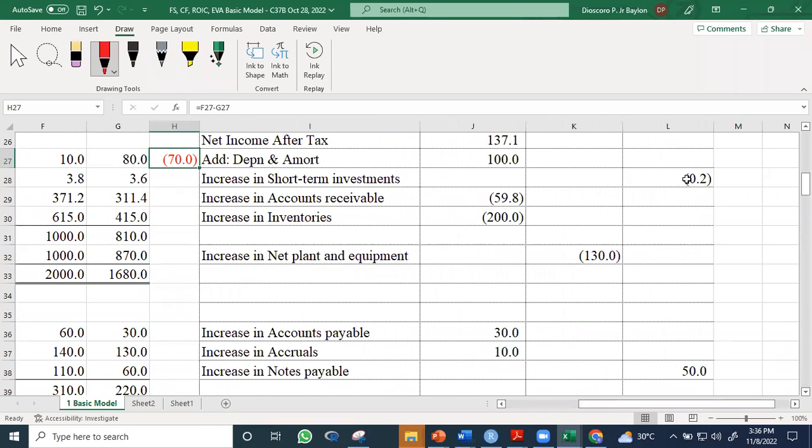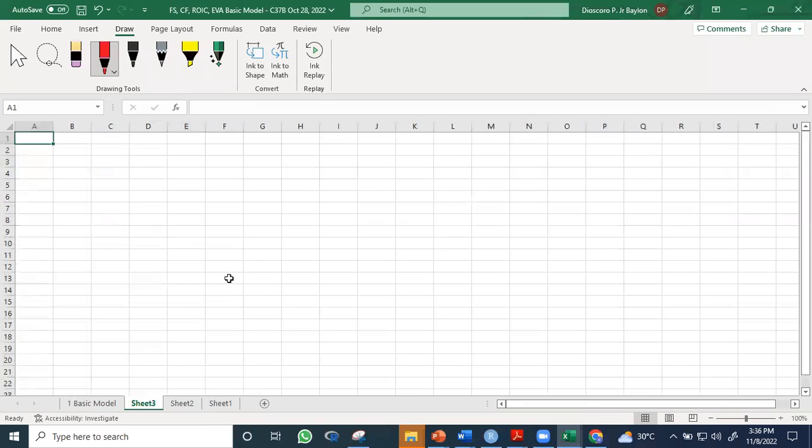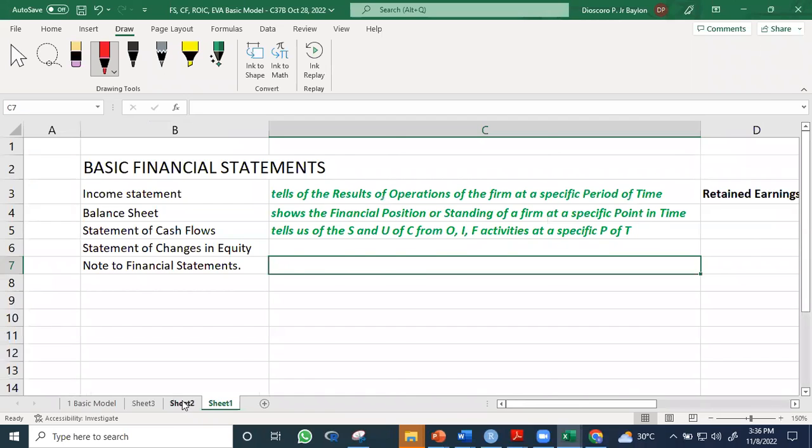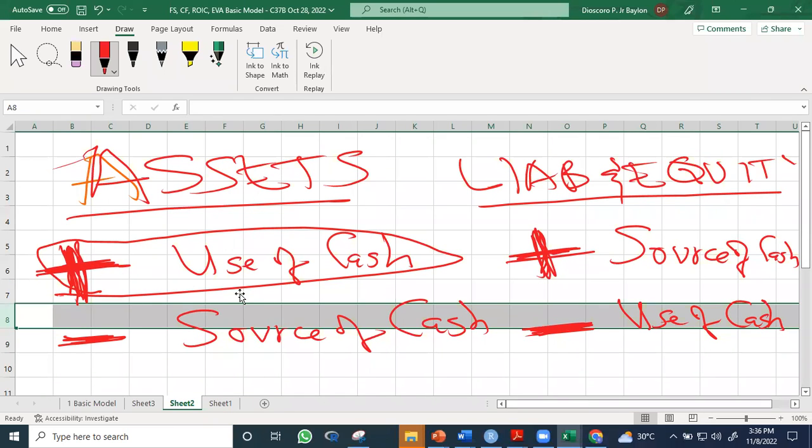Financing, yes, it's a use of cash kasi nag-increase. Remember, in general rule natin, when assets increase, okay, asan na yun? When assets increase, that indicates a use of cash. On the other hand, when assets decrease, source of cash yun. So opposite sa liabilities and equity. Nag-increase si liabilities and equity, source of cash yan. Nabawasan si liabilities and equity, use of cash.